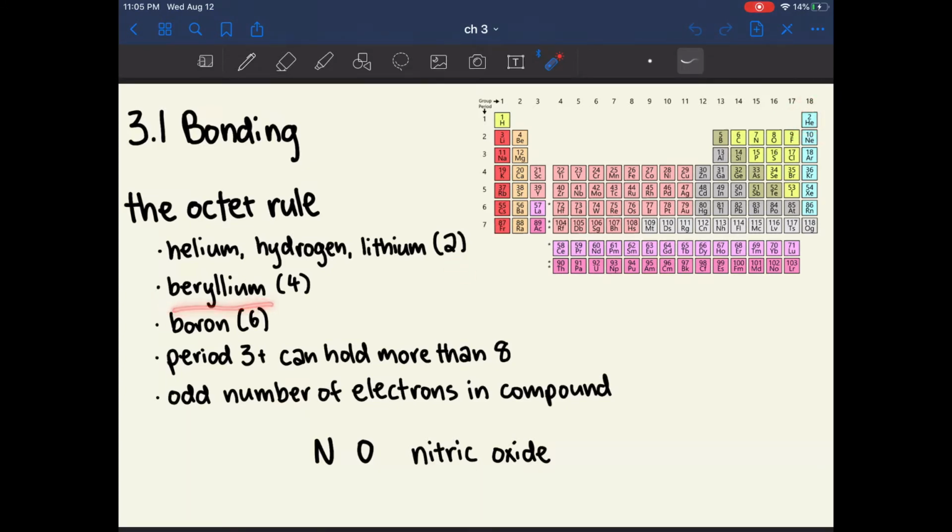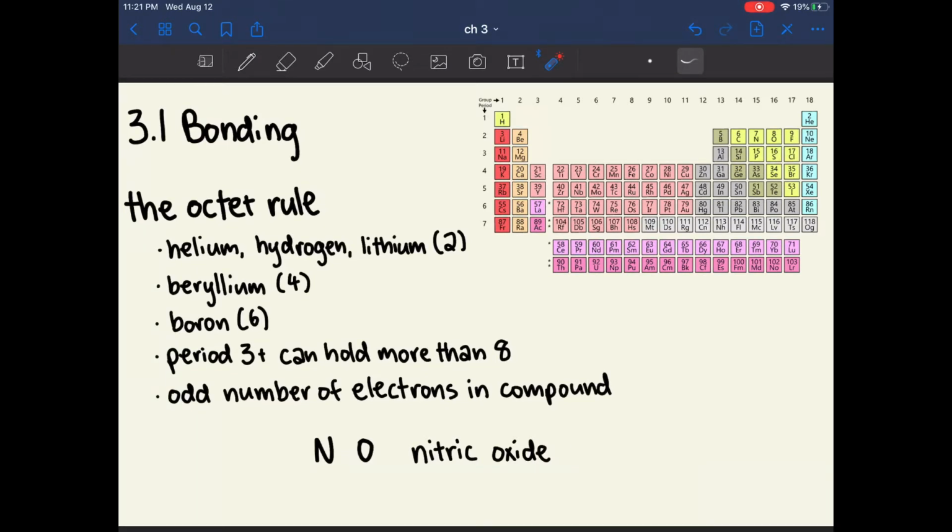The next exception is beryllium, which is happy with 4 electrons, and boron, which is happy with 6 electrons. The next exception is that elements in period 3 and after can hold more than 8 valence electrons. So anything sodium and past sodium can hold more than 8 valence electrons. And you'll see instances later in this video where having more than 8 valence electrons can be beneficial to the structure of the molecule. The last exception is that when there's an odd number of electrons in a compound, it's impossible for all of the atoms to have a full octet.